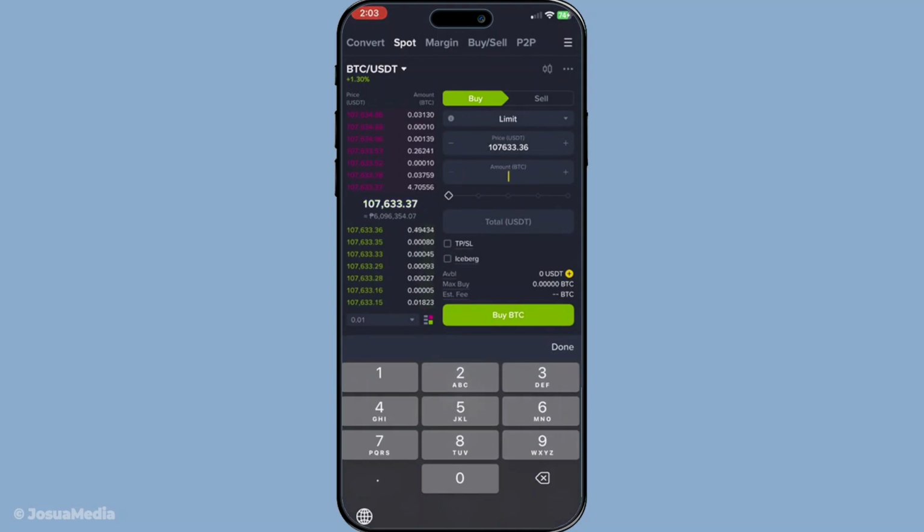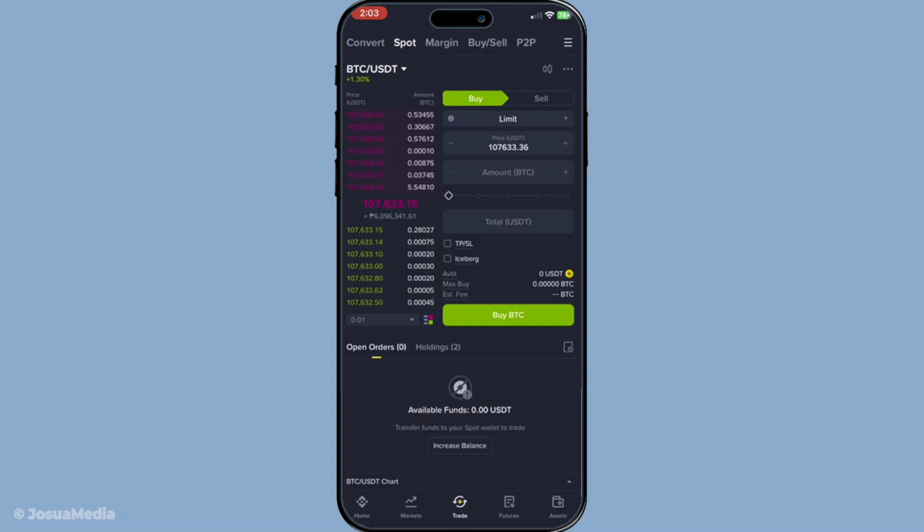Once you're satisfied with all entered details, go ahead and tap either the buy or sell button to place your order. The confirmation of a clicked button indicates an active engagement in the trading market, so ensure all the previous steps are thoroughly reviewed before proceeding.